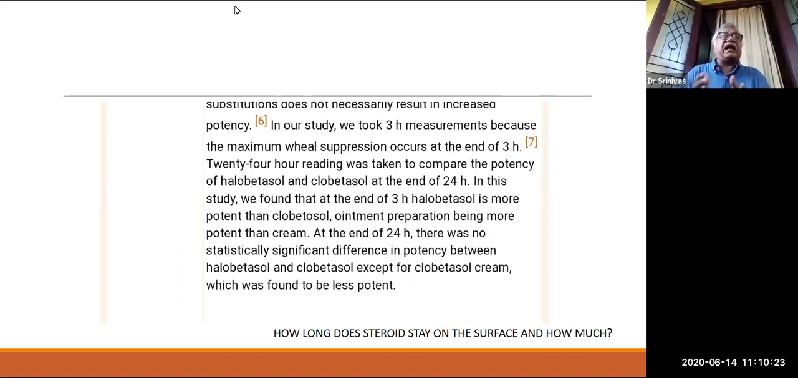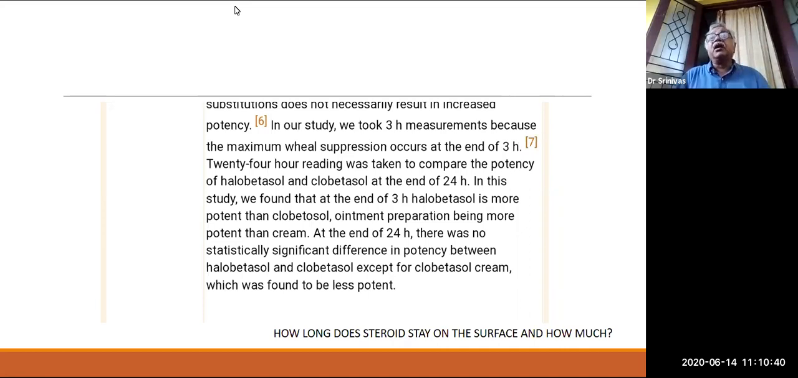That is, the initial action with halobetasol onset is much faster. But over a period of time, the effectiveness of both is virtually the same. That means it starts acting faster, but at the end of the day, both of them reach the same rope at the same time. Is this important?